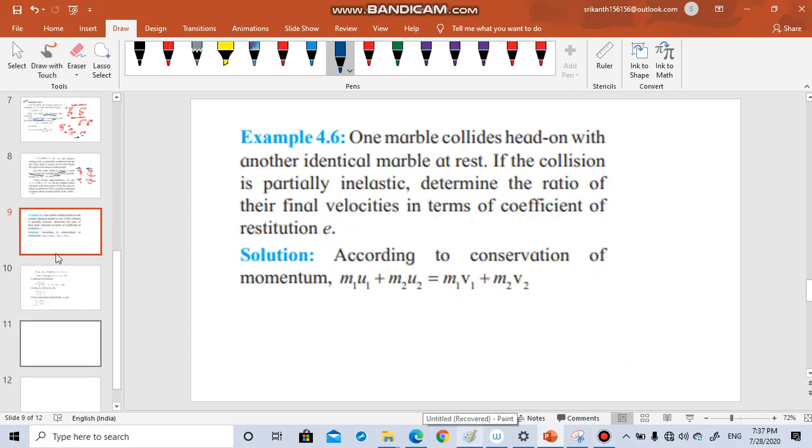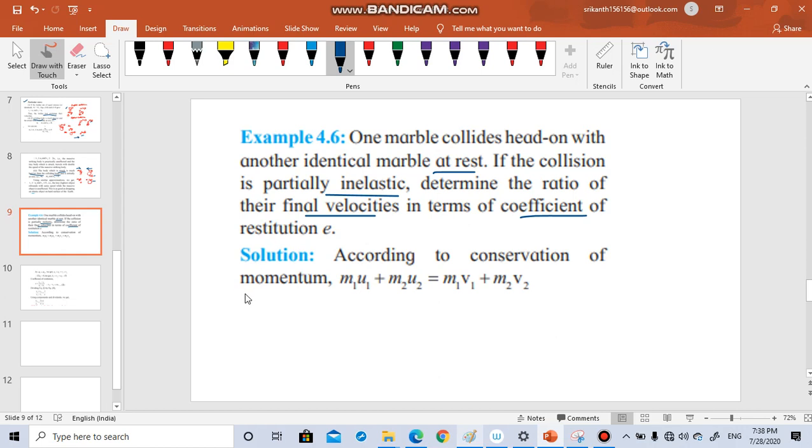So let us see a small numerical example. One marble collides head-on with another identical marble at rest. Note down these words very carefully: another identical marble at rest. That means u2 is equal to 0. If the collision is partially inelastic, that means e value is between 0 and 1, determine the ratio of final velocities in terms of coefficient of restitution. That means you have to find v1 and v2 and express them in terms of coefficient of restitution.